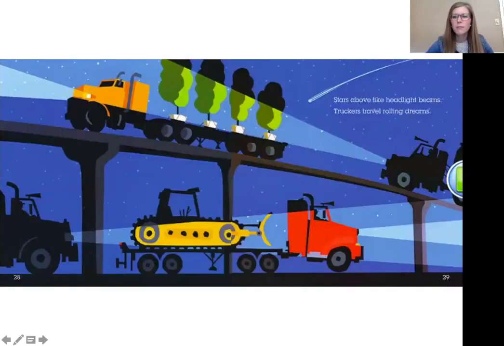Stars above like headlight beams. Truckers travel rolling dreams. How are the truck's headlights and stars alike? That's right, they both shine and light up the night. The text says truckers travel rolling dreams, which means some trucks drive through the night while we're at home dreaming.